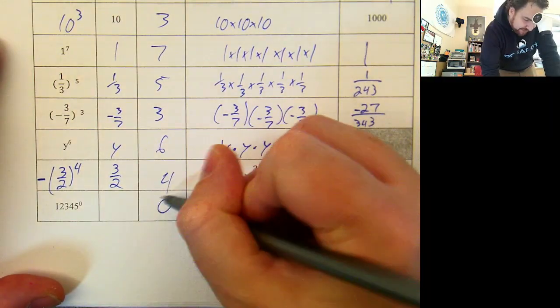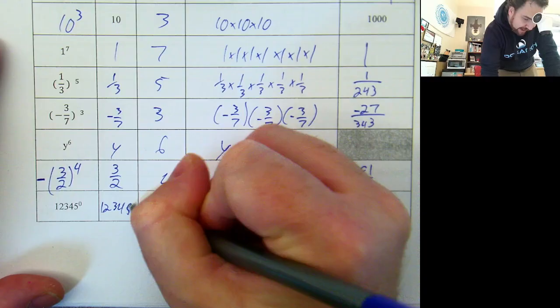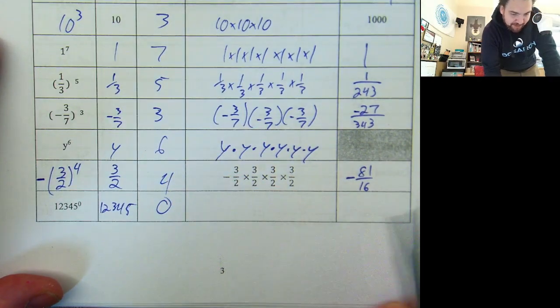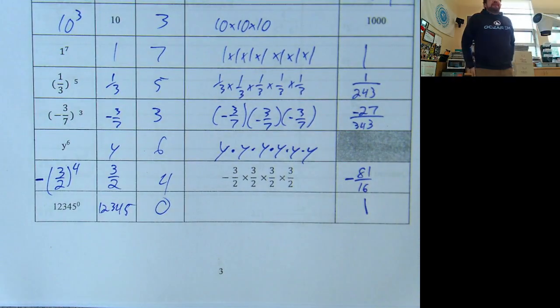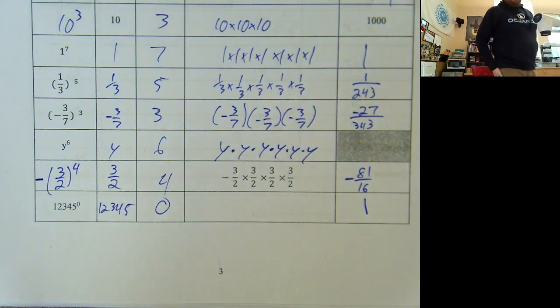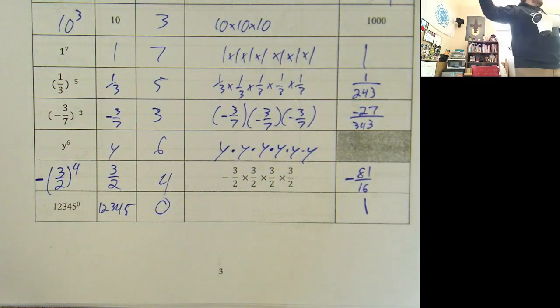So the exponent is 0, the base is 1, 2, 3, 4, 5. There is no expanded form, it's just 1. Doesn't make sense to repeatedly multiply something once. Okay, cool. If you finish the chart, you're done. And you all should finish the chart because I just did it for all of us together.